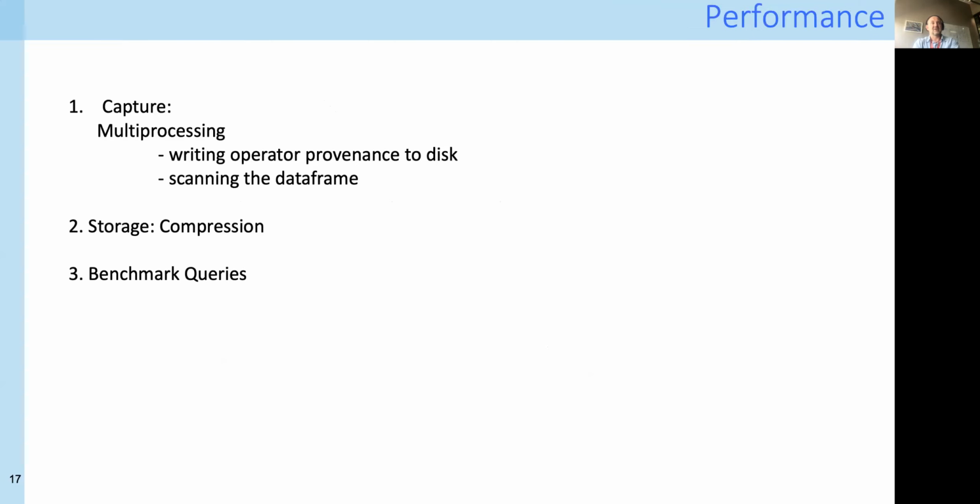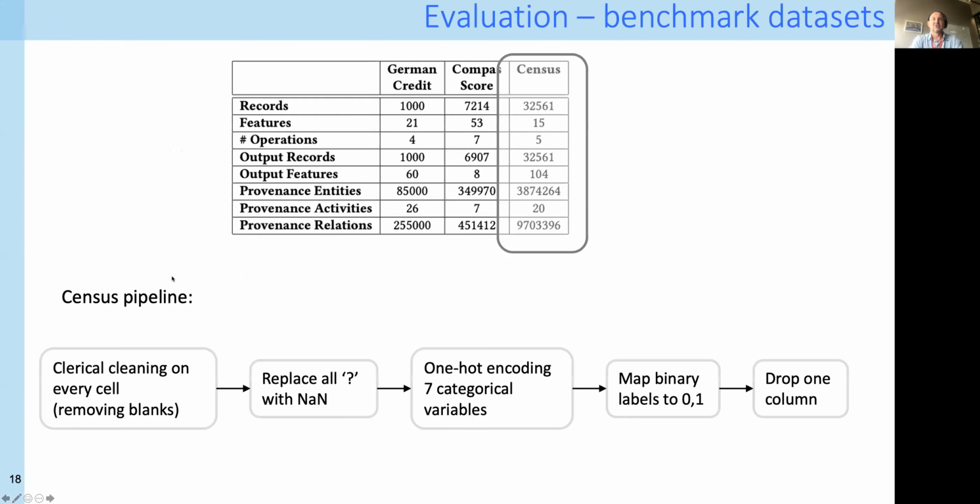We then compress the provenance graph storage, but we can also optimize on capture, reducing the overhead of capturing provenance by using Python multiprocessing, both when we write operators to disk and when we scan the data frame. Then we measure the corresponding time it takes to query the database. Census is the largest data set in a set of 3 benchmark data sets. It's 30,000 records, and if you look at the pipeline down here, it looks kind of innocent, but it generates multiple versions of this data frame. We end up with about 4 million entities and nearly 10 million provenance relations.